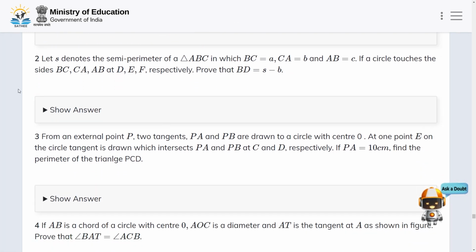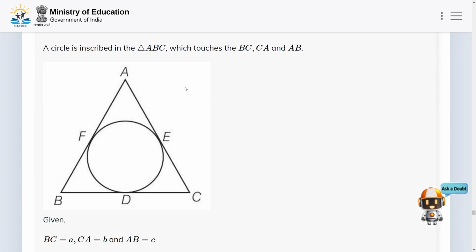In the next problem, let S denote the semi-perimeter of a triangle ABC, in which BC is equal to a, CA is equal to b, and AB is equal to c. If a circle touches the sides BC, CA, AB at points D, E, F respectively, then prove that BD is equal to S minus b. So let us draw the figure.